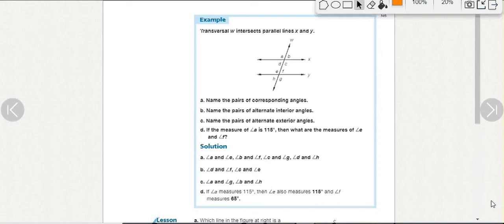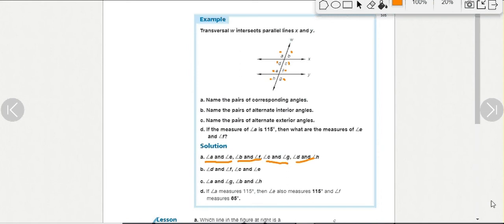Transversal W intersects parallel lines X and Y. Name the pairs of corresponding angles. Angles A and E correspond. B and F. Angles C and G. And angles D and H. You should have all of them covered correctly in their corresponding pairs.